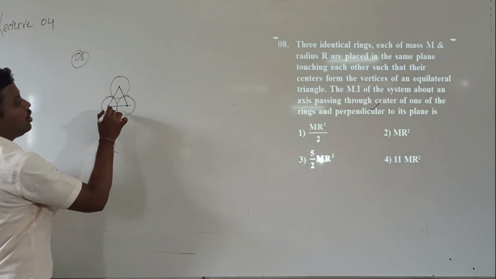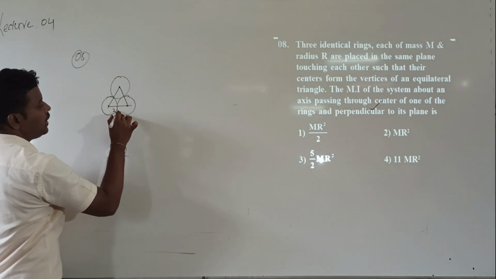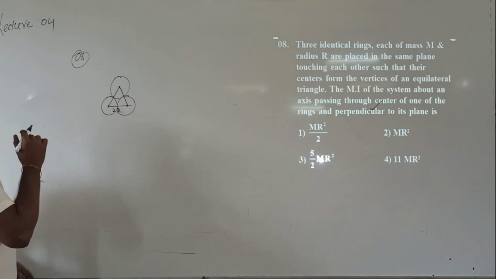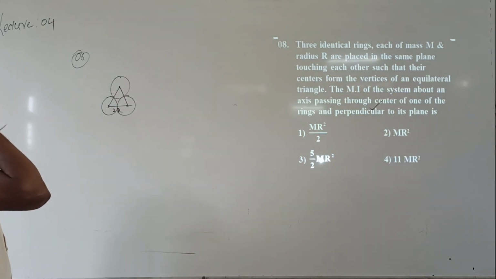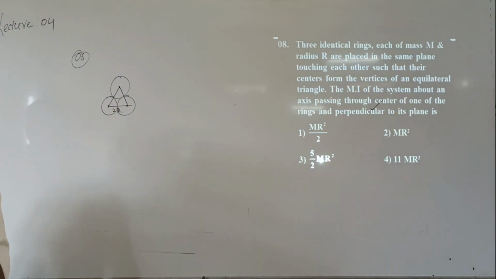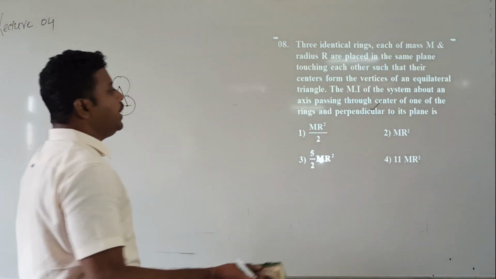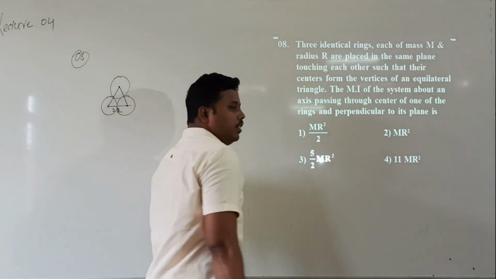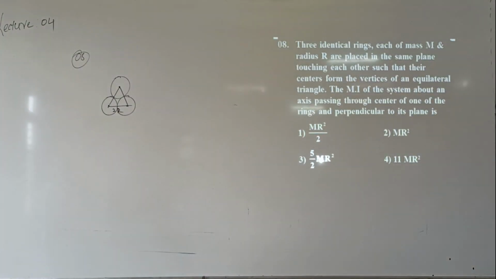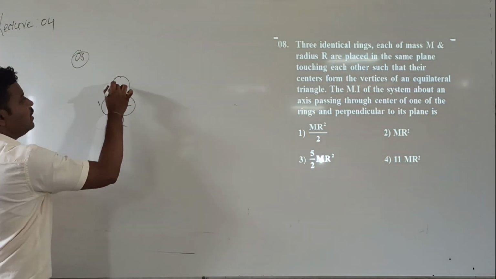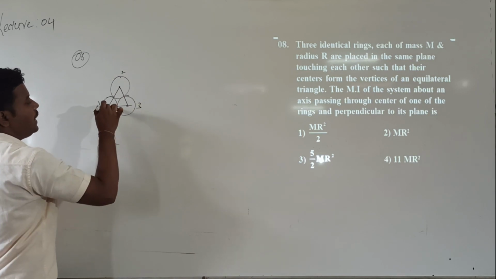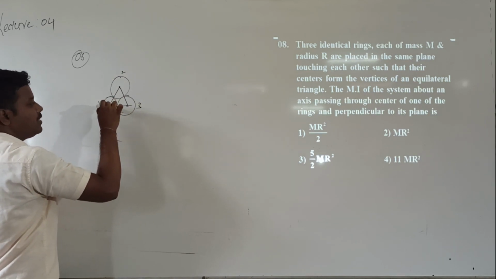Equilateral triangle of side value how much? The distance between two centers is 2r, so the side value will be 2r. They are asking the moment of inertia of the system about an axis passing through the center of one of the rings and perpendicular to the plane. Let me consider this as the first ring, second ring, third ring. I want to calculate the moment of inertia about this ring's center.